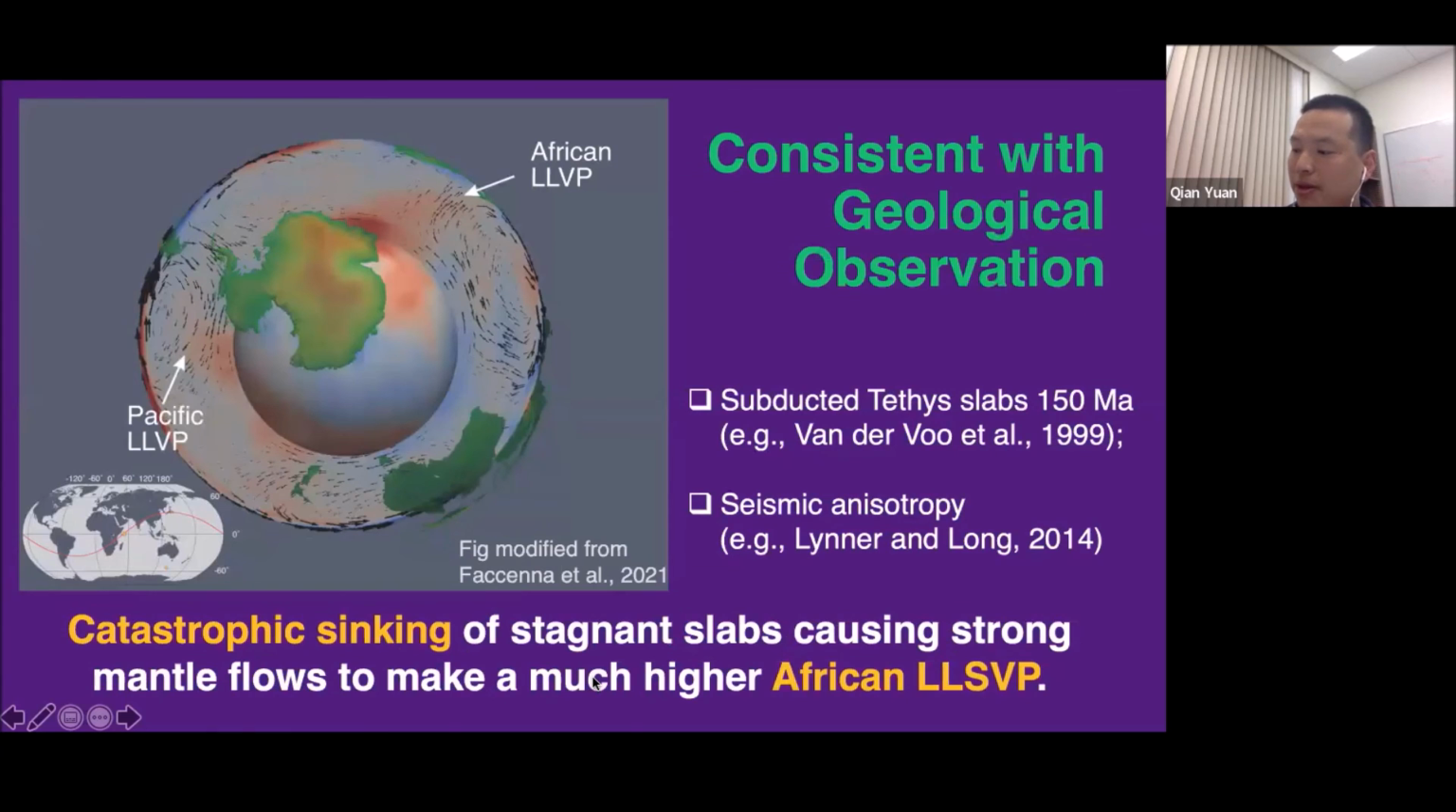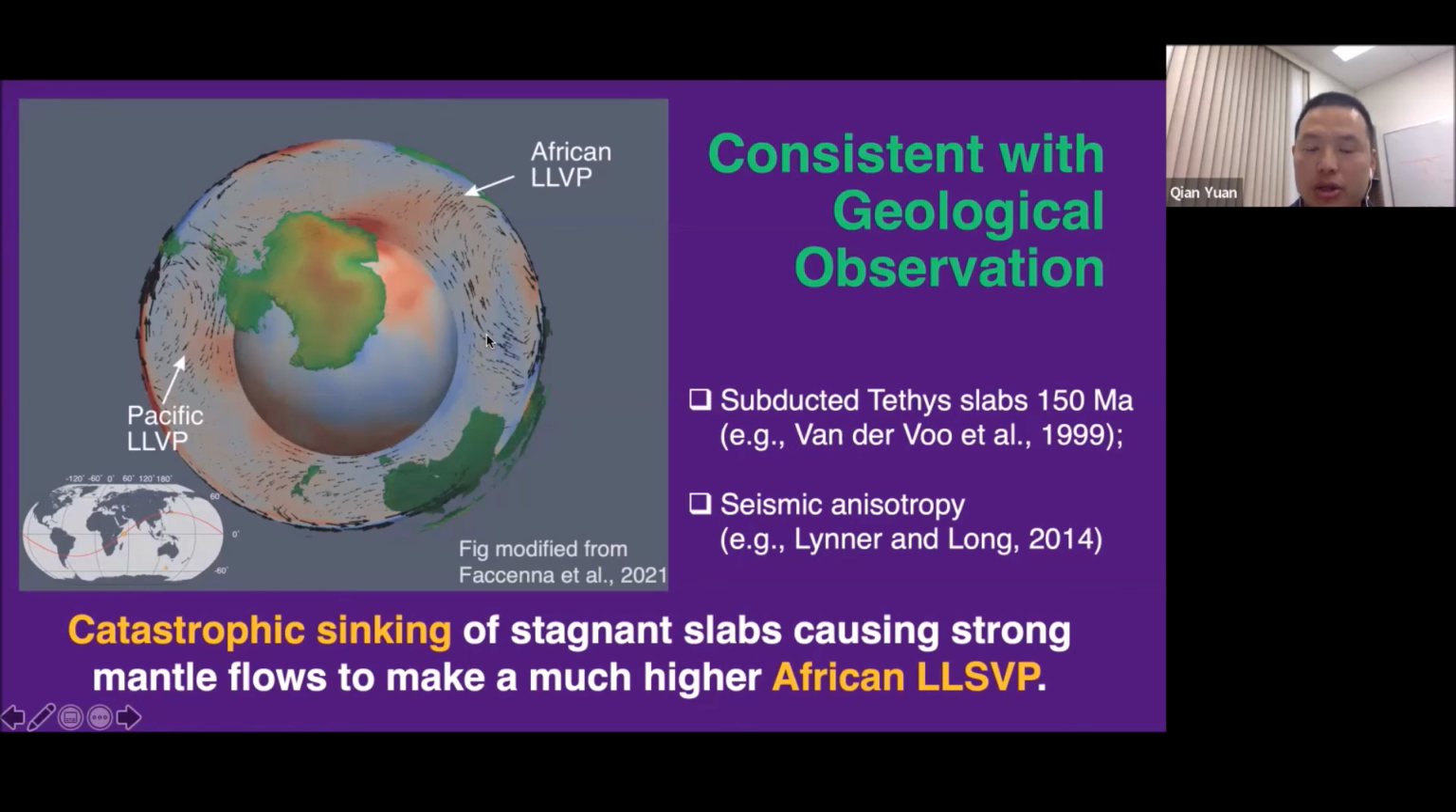So now let's see the geological observations. This is a figure modified from Fachar in EPSL last year. They make cross sections for the Earth. Again, this shows the seismic tomography for the equator cross section. As we can see in this plot, the African LLSVP seems to be much higher than the Pacific LLSVP.